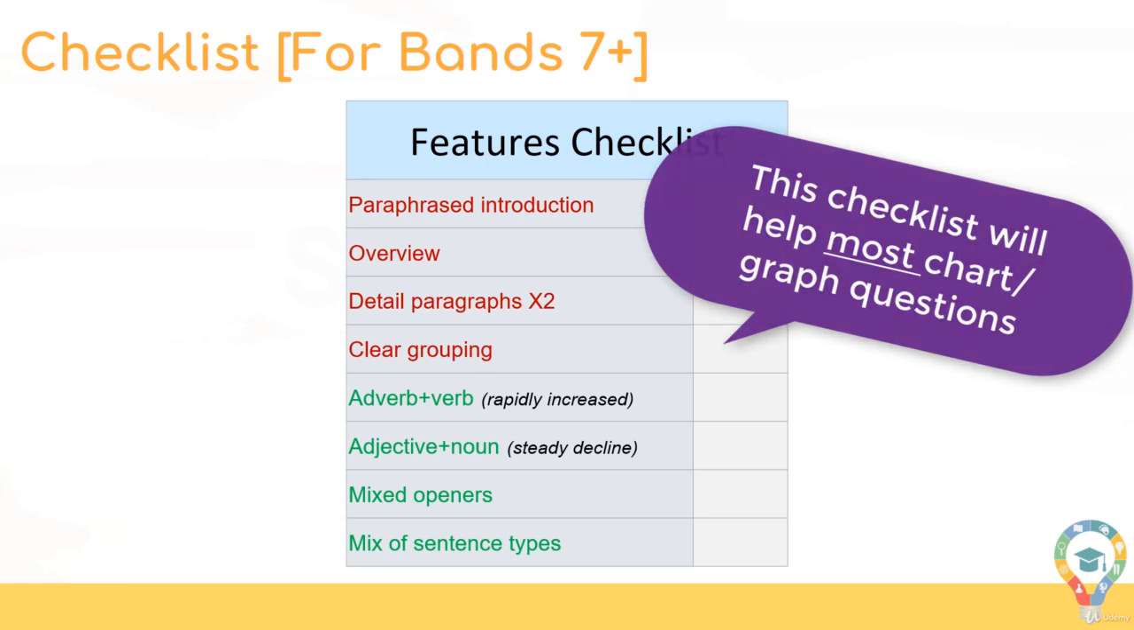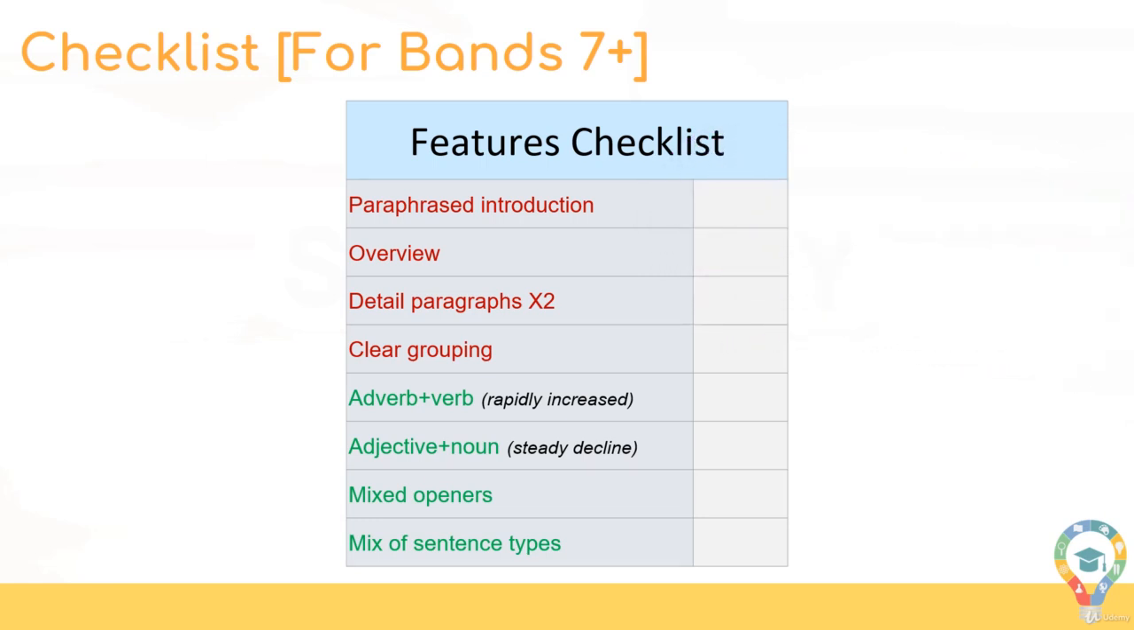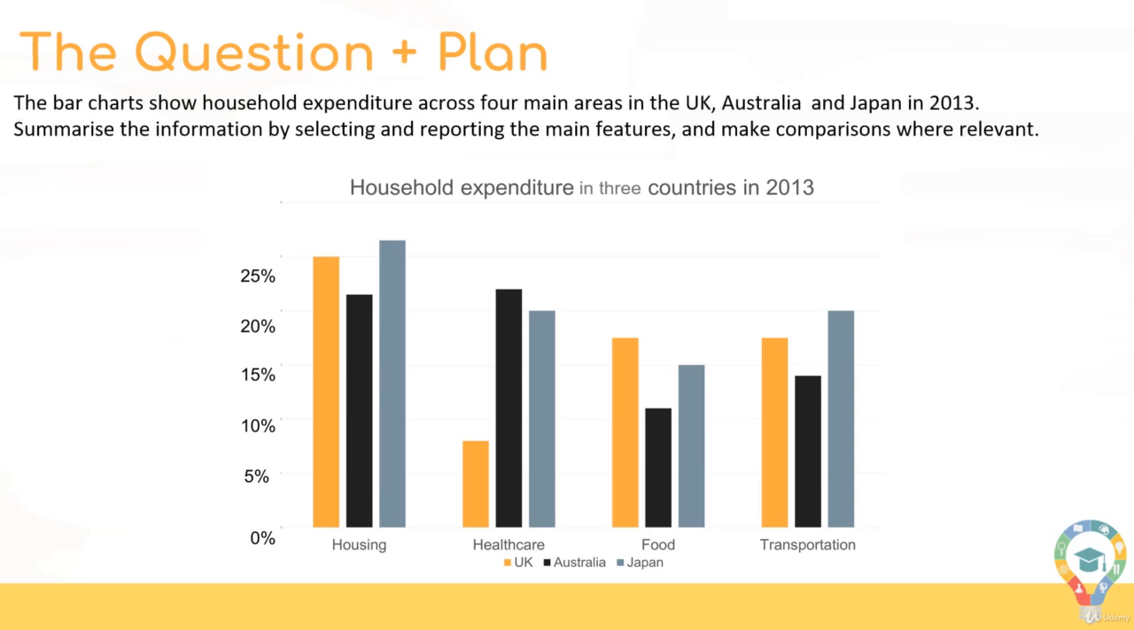Let's move on to taking a look at this question. The bar charts show household expenditure across 4 main areas in the UK, Australia and Japan in 2013. Summarise the information by selecting and reporting the main features and make comparisons where relevant.